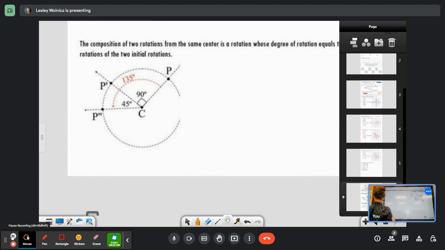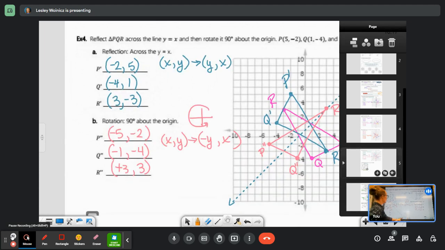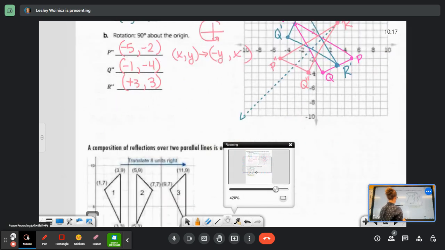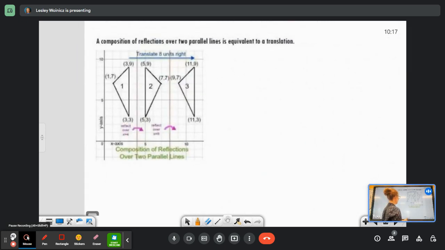Is that the end? Yeah. Oh, I skipped this other one. I was like, I know there's another one. Here it is. All right, this one's my favorite.